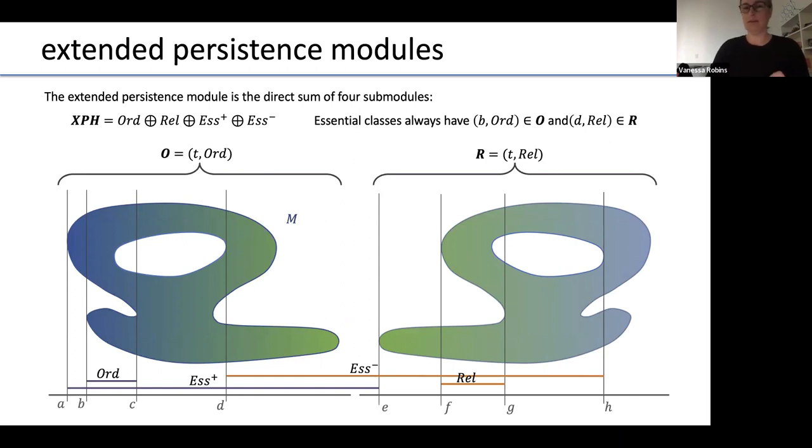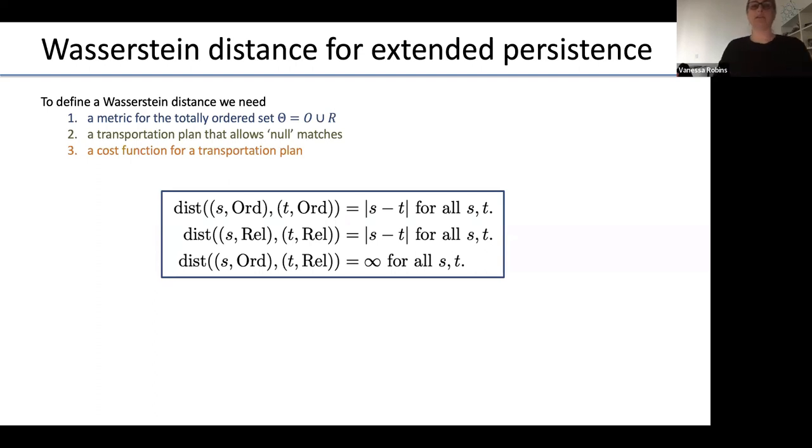No, good, okay. So now we're gonna talk about how to define a Wasserstein distance properly for this sort of persistence module. And it's pretty straightforward, really. To define this Wasserstein distance, we need a way to compare the endpoints of our intervals. And then we need a transportation plan that matches intervals with other intervals, yep. And then we're gonna need a way to cost that transportation plan, all right?